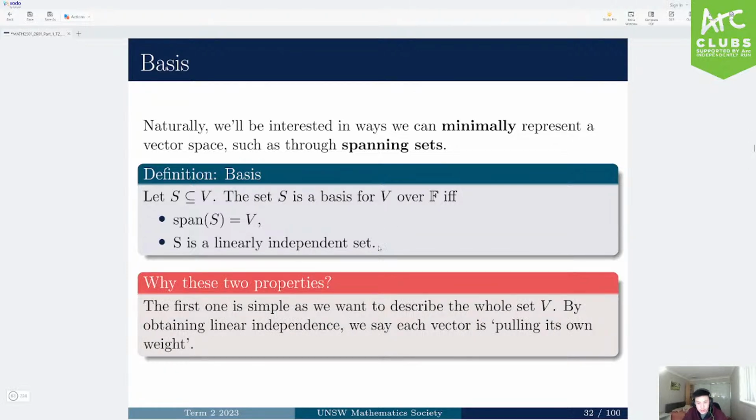Why do we want these two properties? Well, the first one, you can imagine that the set S is representing the entire vector space V, so every linear combination of the vectors in S can represent the entire vector space inside V. And for linear independence, we say the vector is pulling its own weight, meaning every vector in the set S is playing a role that's building up to a component in some vector inside V.